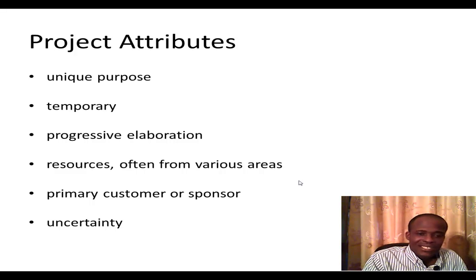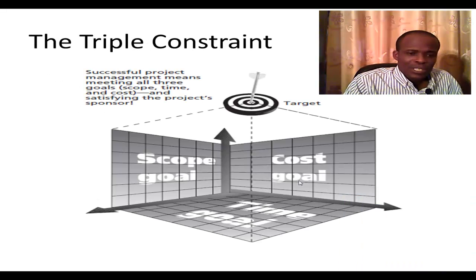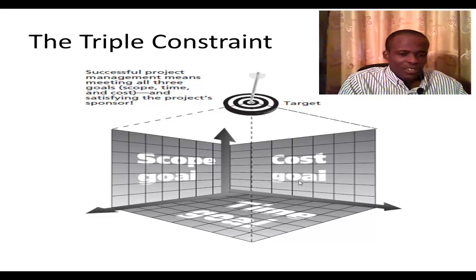Then one other interesting attribute of a project is the element of uncertainty. Because every project is unique, sometimes it may be difficult to define some of them clearly, and so for as long as the project unfolds, some surprises may come up. But that notwithstanding, the project manager, through very good risk management, should be able to contain such uncertainties. Great. Then we go to the next topic called triple constraint.